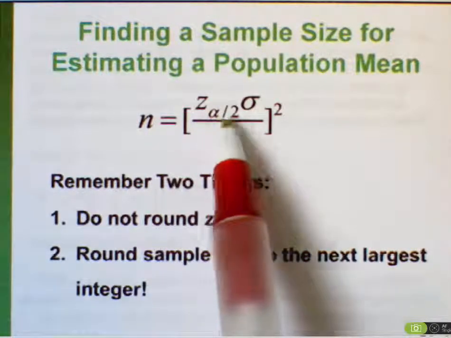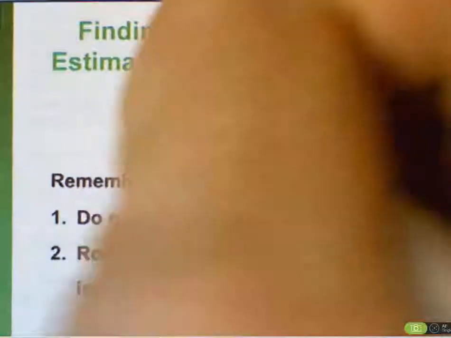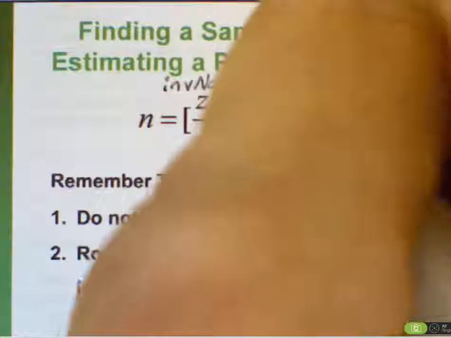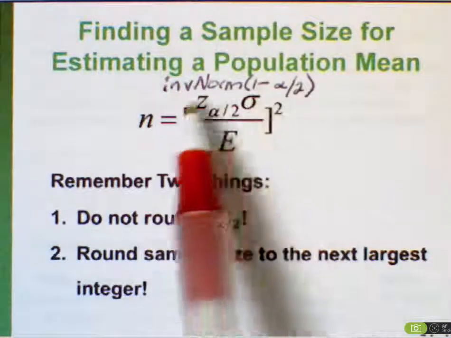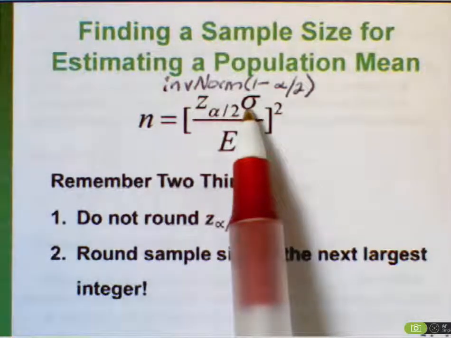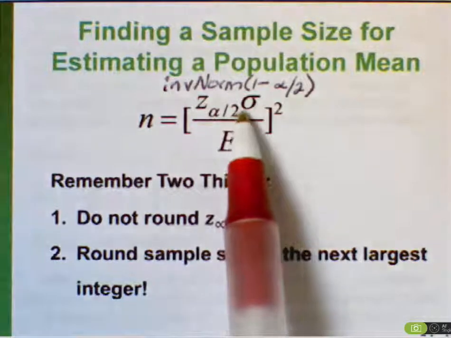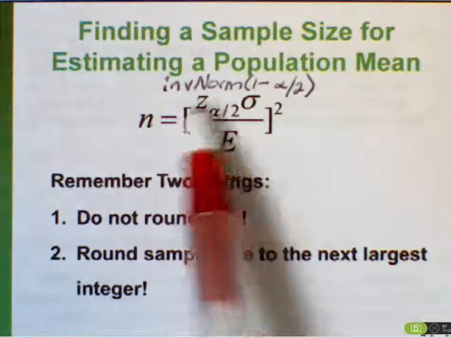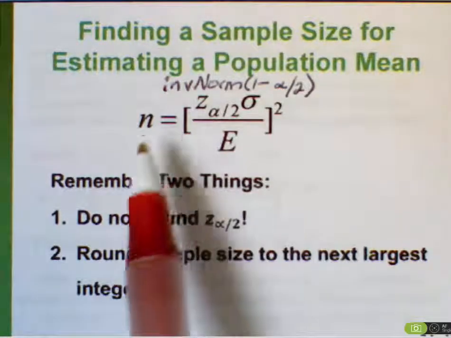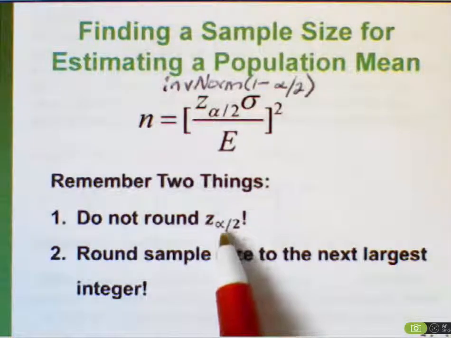n equals z sub alpha over 2. We're going to find z sub alpha over 2 just like we did in 7.2 using inverse norm of 1 minus alpha divided by 2 for a confidence level that we're given. We're also going to be given the population standard deviation and a margin of error. Z sub alpha over 2 times sigma divided by E, and then that whole quantity squared will give you sample size. Two important things: don't round your z sub alpha over 2.